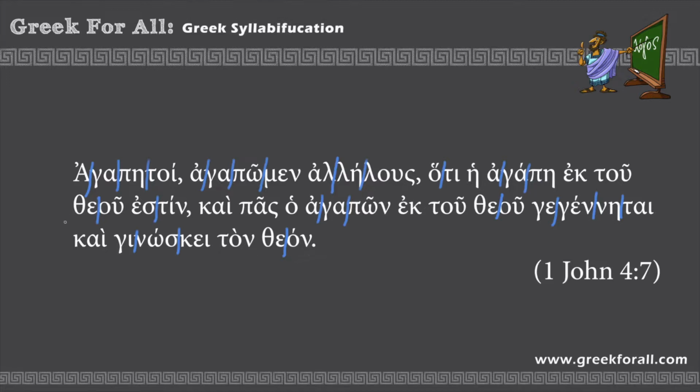Now let's translate it. Beloved, agapetoi, beloved. Agapomen, this is the hortative subjunctive, let us love one another. Hoti, because, he agape, the love is from God, and everyone who loves, gegennetai, is born from God and knows God.